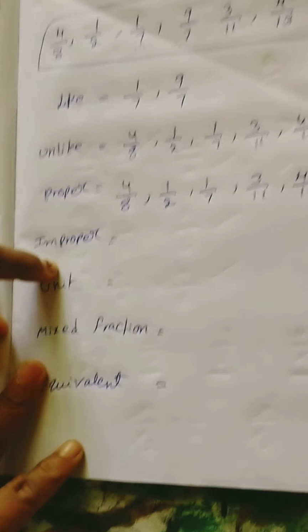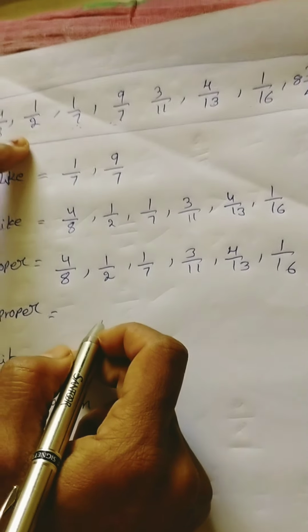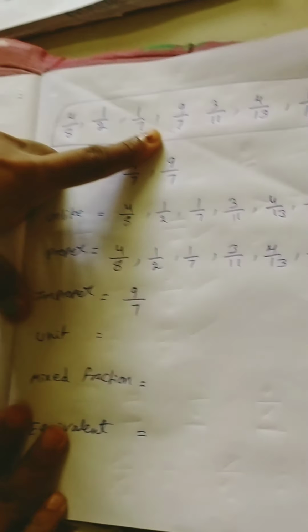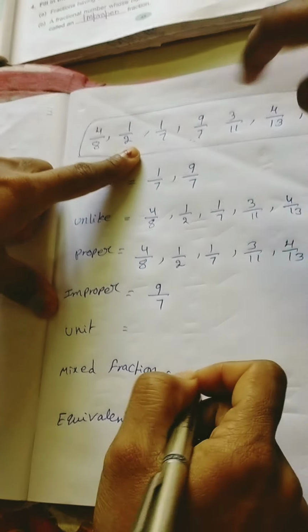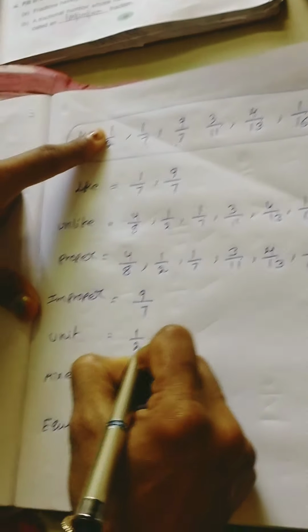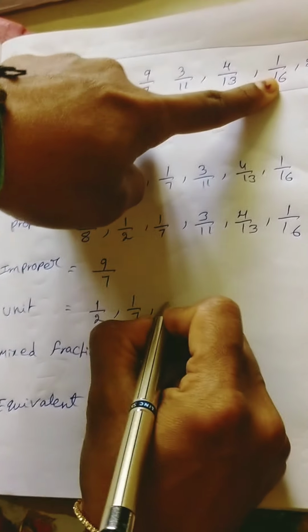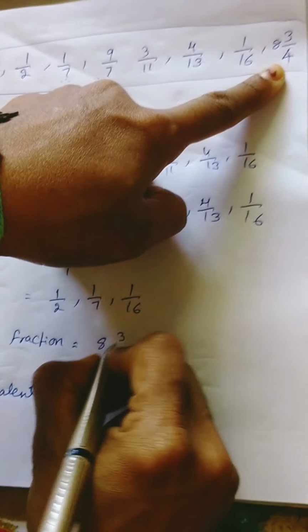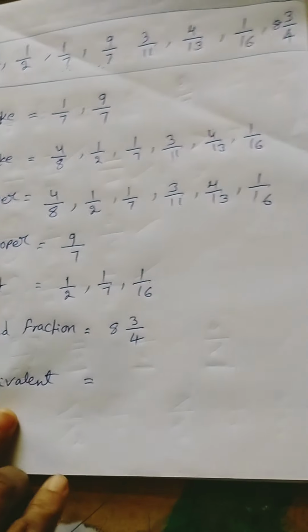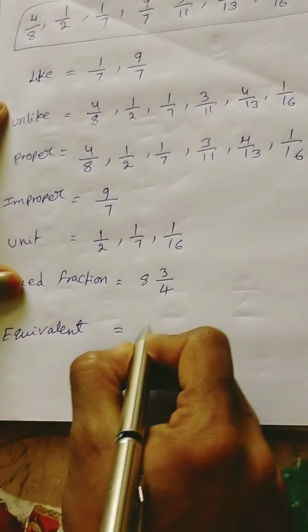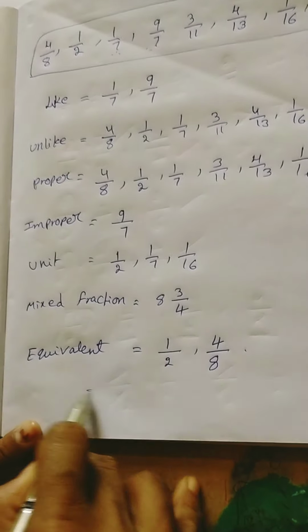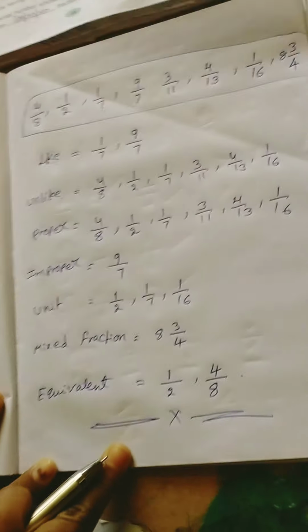What is improper fraction? Numerator is big. Where is the numerator big here? Only here. Only one fraction is there, 9 by 7. What is unit fraction? Unit fraction means the numerator is always equal to 1. So here the numerator is 1: 1 by 2, 1 by 7 and 1 by 16. These are called unit fractions. What is mixed fraction? Mixed fraction is in the form of a whole part and a proper fraction. That means 8, 3 by 4 is the mixed fraction. And what is equivalent fraction? Equivalent fraction means it gives the same fraction. That means 4, 1 by 2, 4 by 8. Okay, children, this is the total concept of types of fractions.